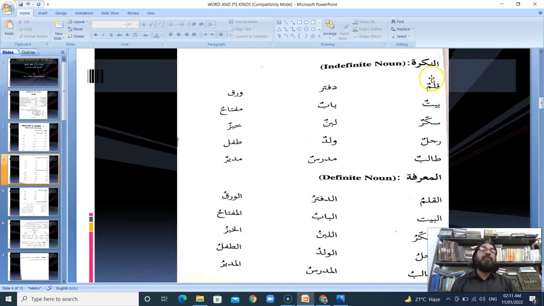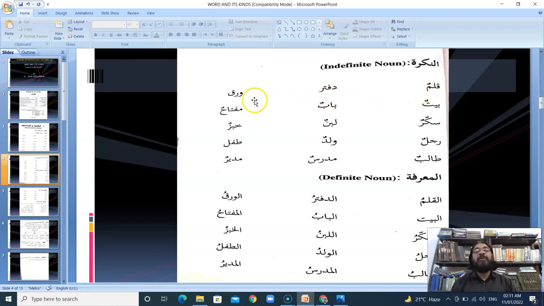Then an-nakiratu, indefinite noun. As I told you, if there is no alif lam in the beginning of the word, such a word will be considered as an-nakiratu, indefinite noun, common noun. And all the time a common noun will have double pesh on the last letter.